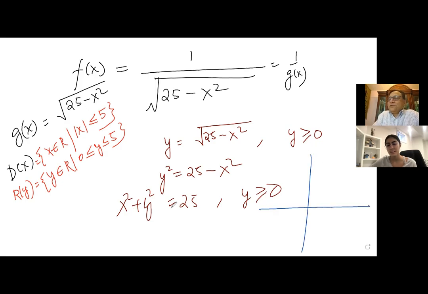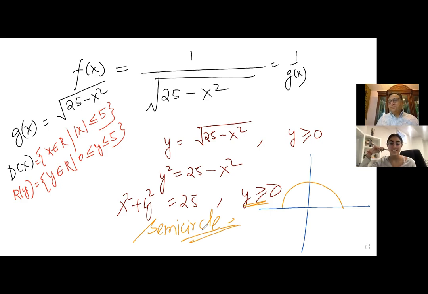X squared plus y squared equals 25, where y is greater than 0. Okay. X squared plus y squared equals 25 is a circle, right? Yeah. And if I'm only looking at y greater than 0, it is a semicircle. Because if it was a full circle, it would not be a function. But y is greater than 0, therefore it is a function. It is a semicircle. You get the idea?